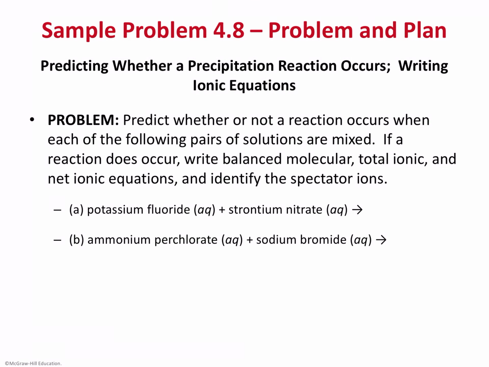Okay, so let's go ahead and see some precipitation reactions and how we're going to write balanced molecular, total ionic and net ionic equations and identify the spectator ions. Now we have potassium fluoride and strontium nitrate. So what you need to do: predict whether or not a reaction occurs when each of the following pairs of solutions are mixed. If a reaction does occur, write balanced molecular, total ionic and net ionic equations and identify the spectator ions. So the first one is potassium fluoride and strontium nitrate.